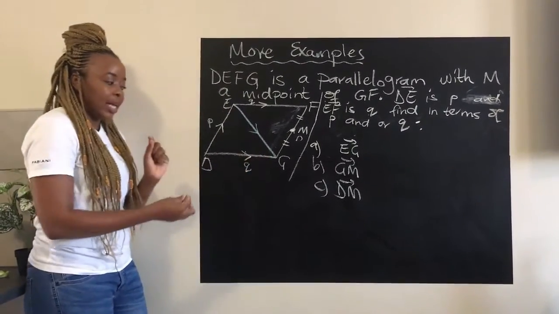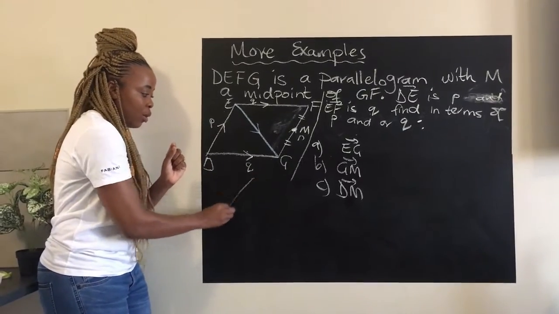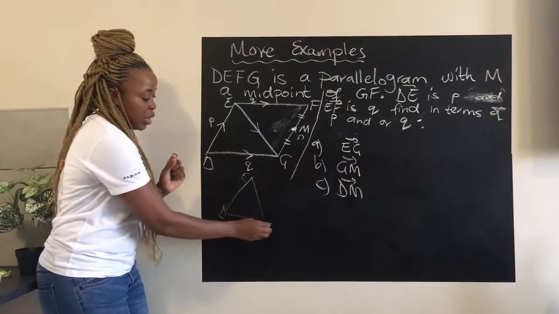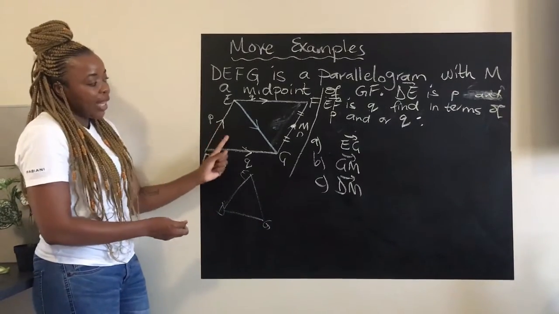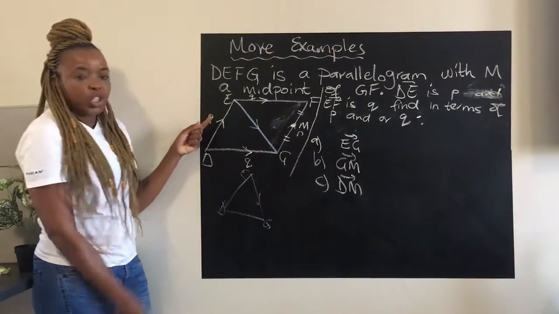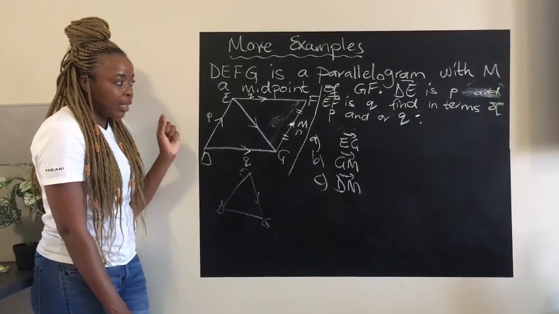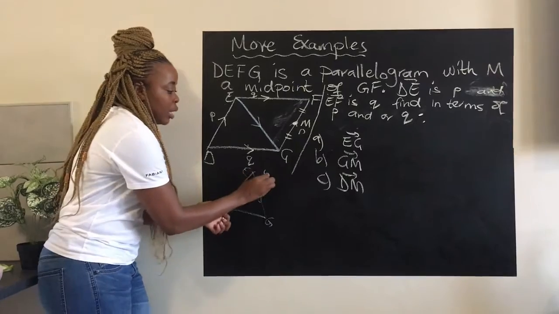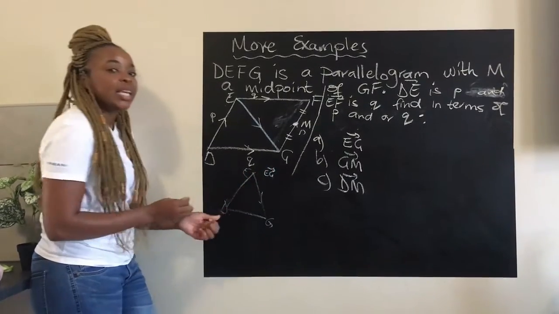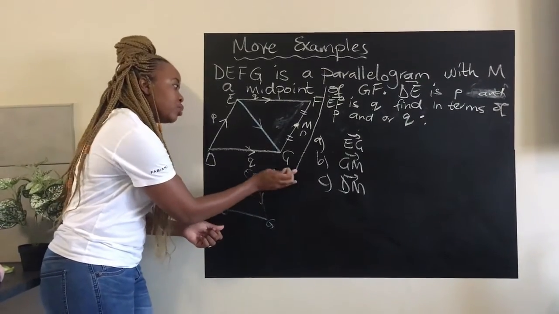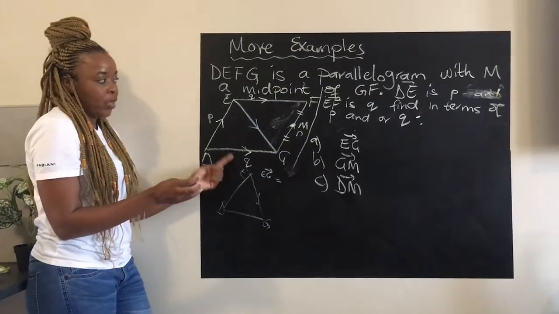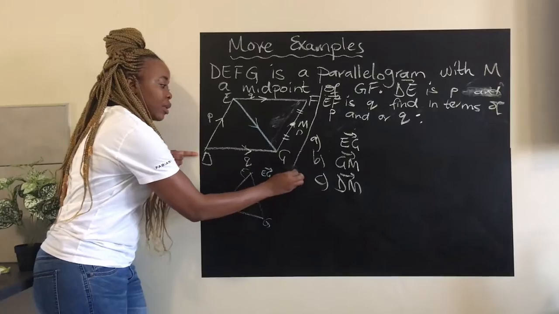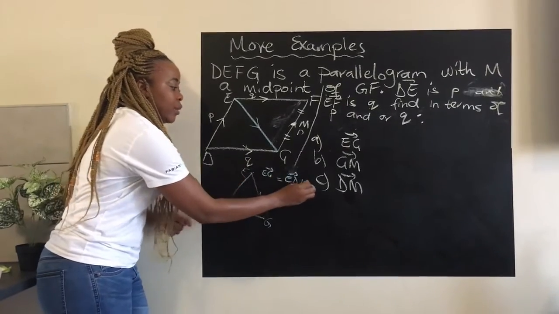What does this look like? It looks like I have a triangle EDG, and I know that I want to find EG. So I know that vector EG is actually going to be equal to ED plus DG.